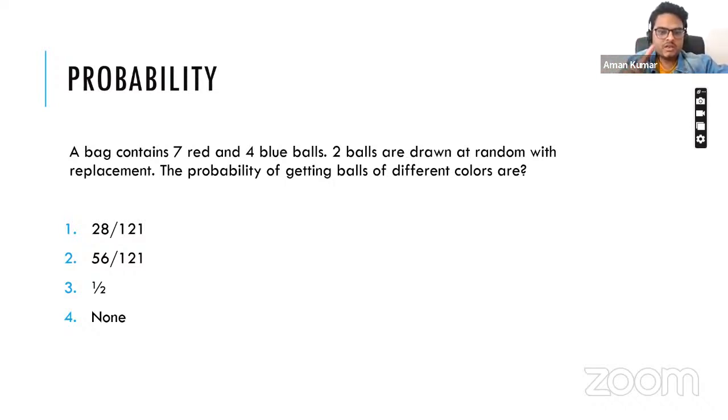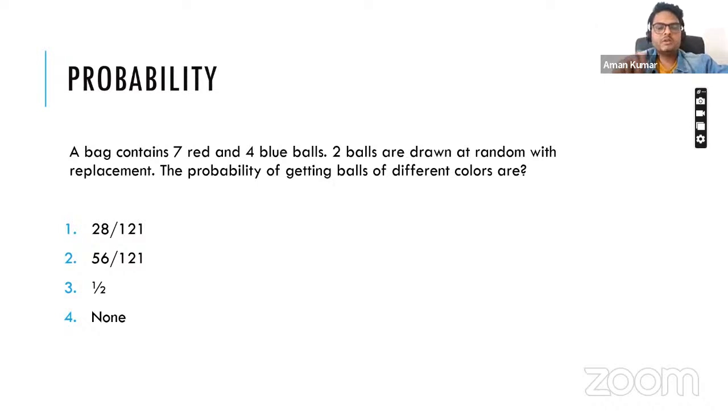A bag contains 7 red and 4 blue balls, okay? Two balls are drawn at random with replacement. The probability of getting balls of different colors. So in how many ways can I get differently colored balls? Two balls are drawn at random, right? First red and second blue, or the other way around, right? From 11 balls, what is the probability of getting 4 balls? In how many ways can I pick 4 balls from 11? That's where you are doing a 7C11 kind of thing, right? So this number multiplied by that number, 7 by 11 into 4 by 11 plus 4 by 11 into 7 by 11. Yes, yes. I think 56 by 121.